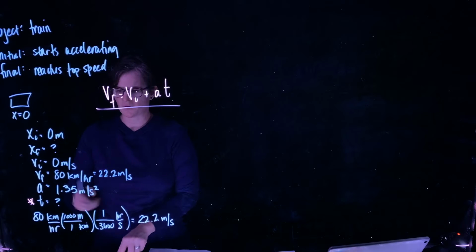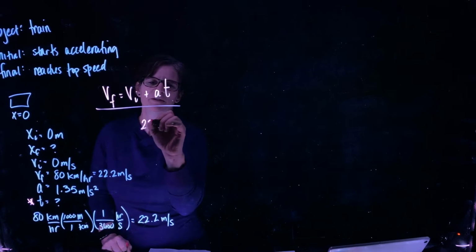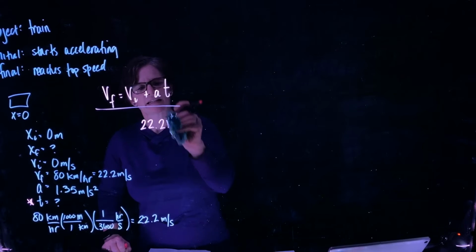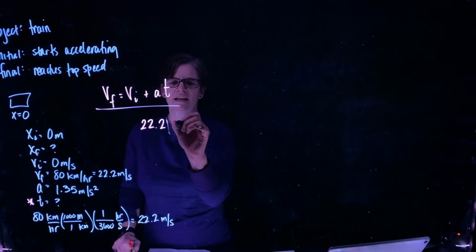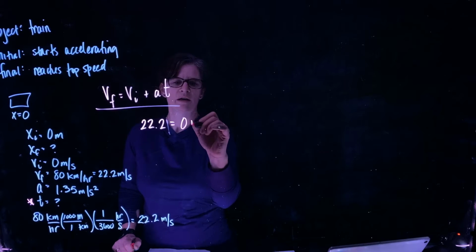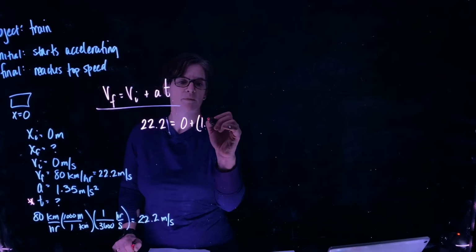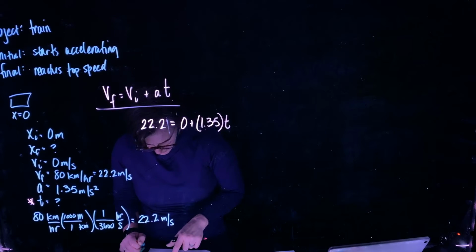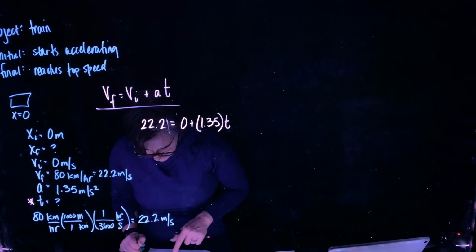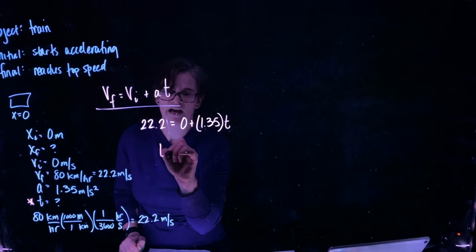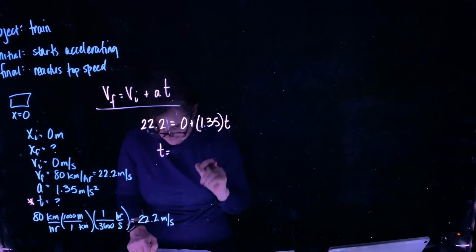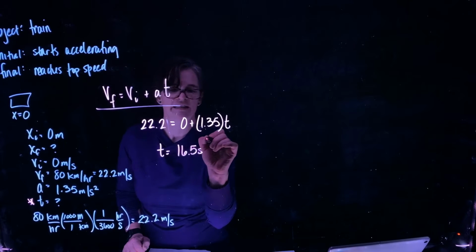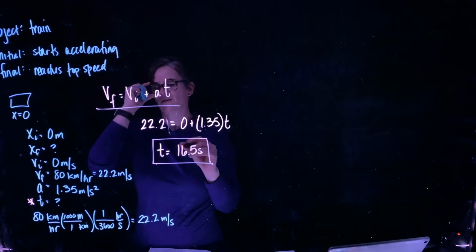All right, so V final, 22.2. Oh, I don't need that meters per second in there. It's going to just get messy with my units. Is equal to V initial of 0 plus an acceleration of 1.35 times time. So that 22.2 divided by 1.35, and we get a time for that acceleration phase, speeding up phase, of 16.5 seconds. All right, so this is part A.